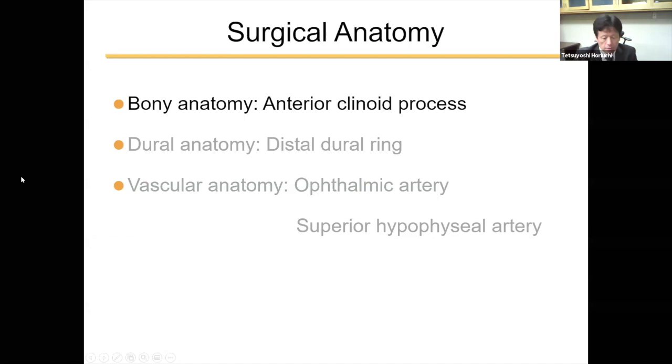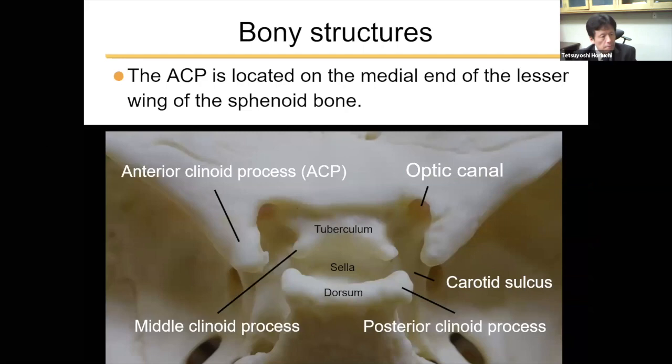At first, the anterior clinoid process is a key structure as bony anatomy. The anterior clinoid process is the most important structure for paraclinoid aneurysm. It is located on the medial end of the lesser wing of the sphenoid bone. Usually, the anterior clinoid process is removed in all cases with a high-speed drill or a bone curette.